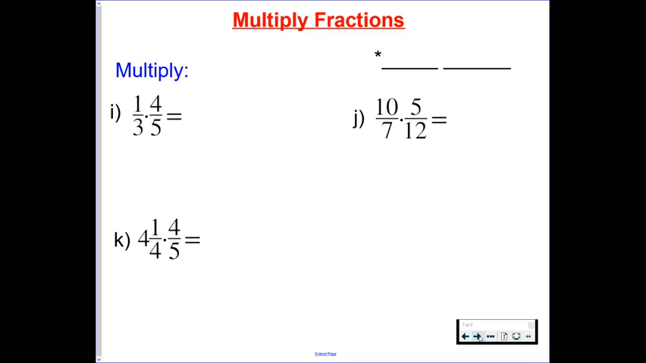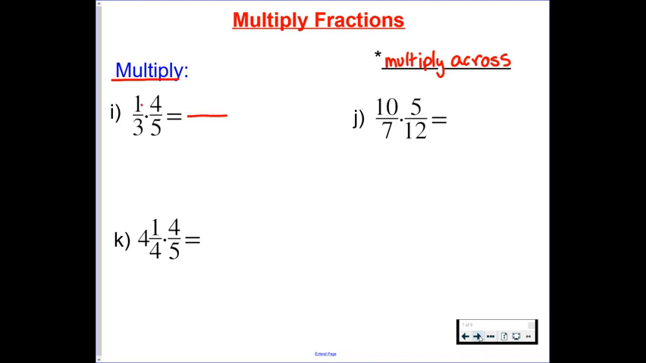Okay, guys, next operation we're going to go over is multiplying fractions. Multiplying fractions is pretty straightforward. All you do is multiply across. So we're going to take the numbers that are on the top and multiply them together, and then take the numbers that are on the bottom and multiply those together.